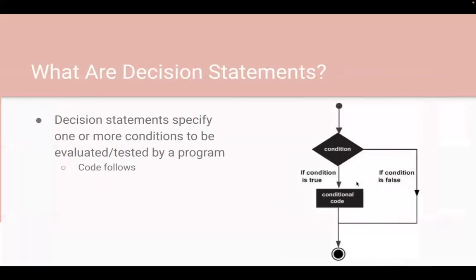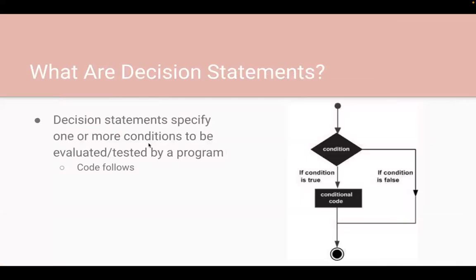So decision statements just specify one or more conditions to be evaluated or tested by a program, right? And this might seem like gibberish right now. Pretty much what it's saying is, there is a decision to be made. If this is true or if this is false, we're going to run this code to go ahead with it, right? So in this diagram right here, this is the condition. If this is true, this is going to be the code that follows. Otherwise, if it's false, it's just going to go straight to this endpoint. So that's pretty much what decisions are.